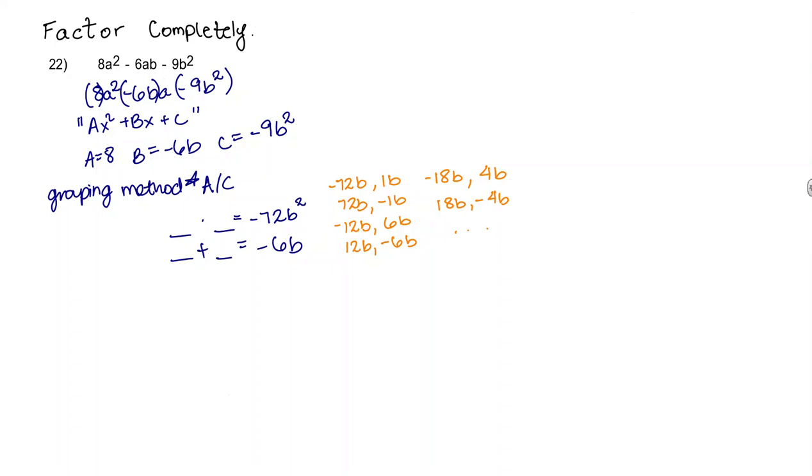So let's ask ourselves if we have any factors that also add to make negative 6b. Well, the answer is yes. We actually have right over here negative 12b, and then 6b will add up to make negative 6b.